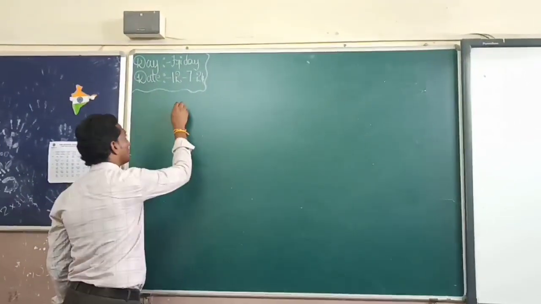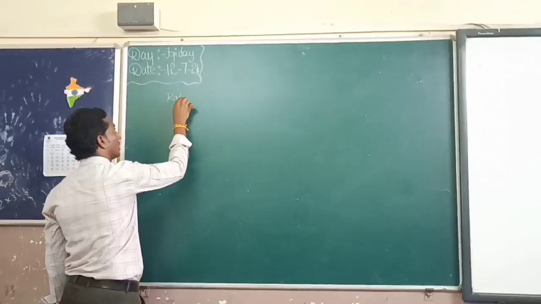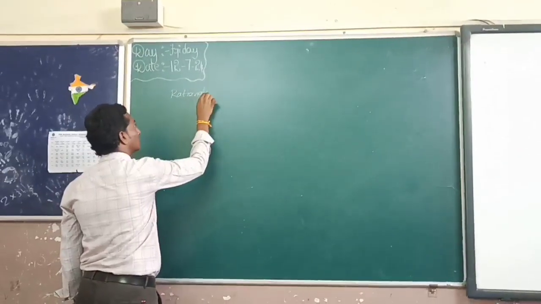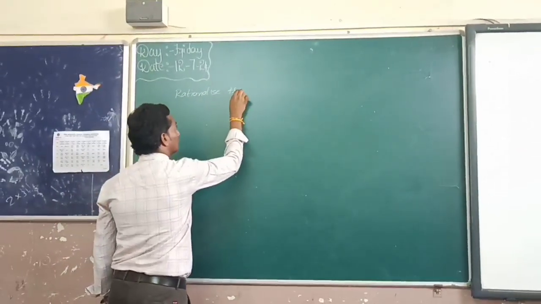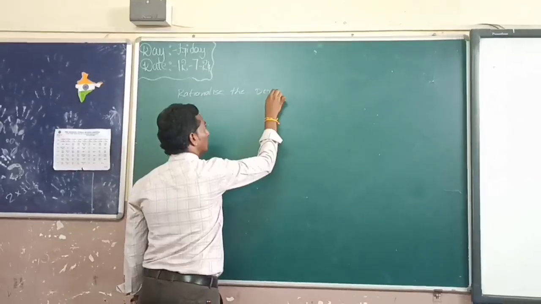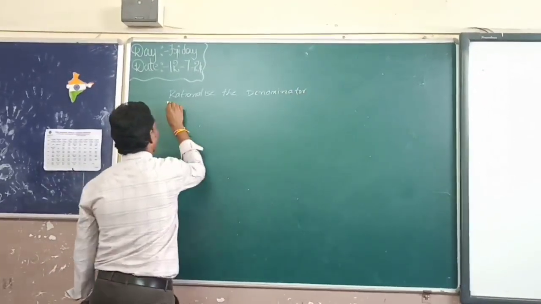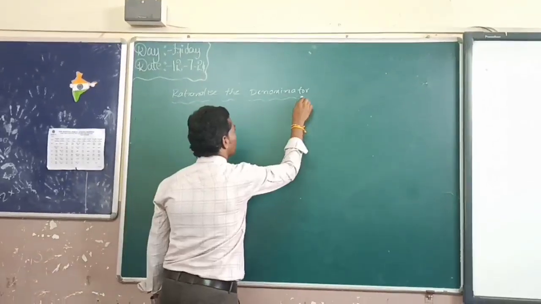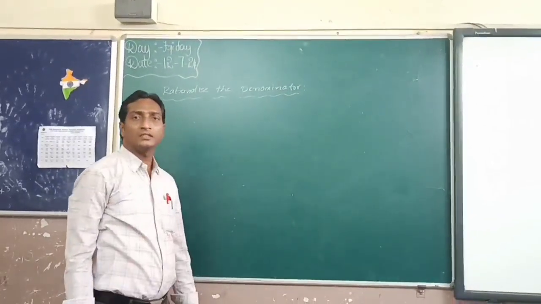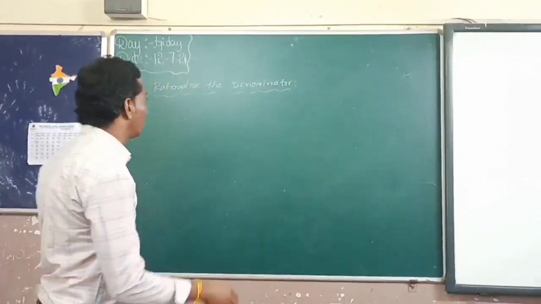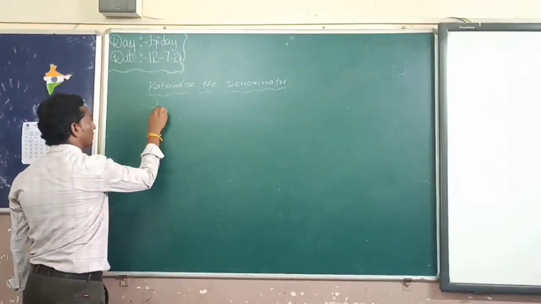Rationalize the denominator. So how to rationalize the denominator? For example, 1 by 2.